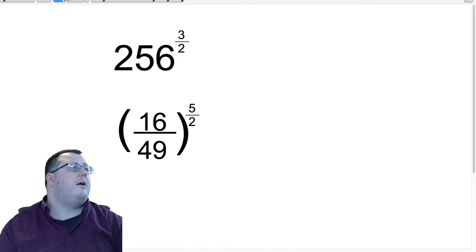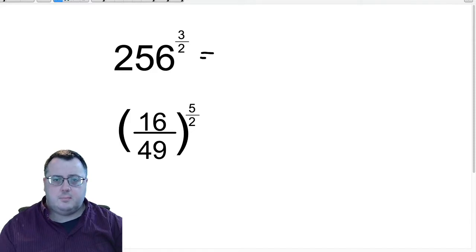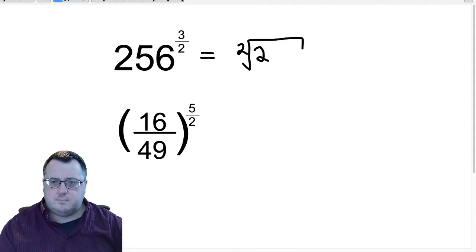256 to the power 3 over 2. So the 2 on the denominator tells us we're looking for the square root of 256. And then we're going to be raising this to the power 3.